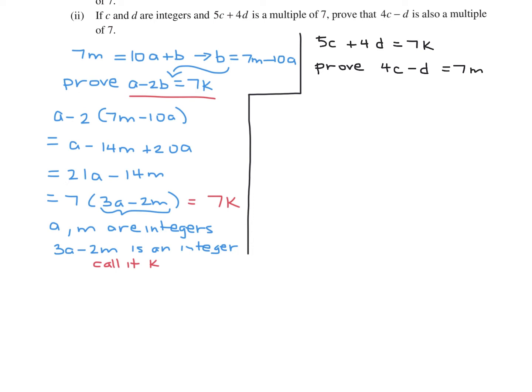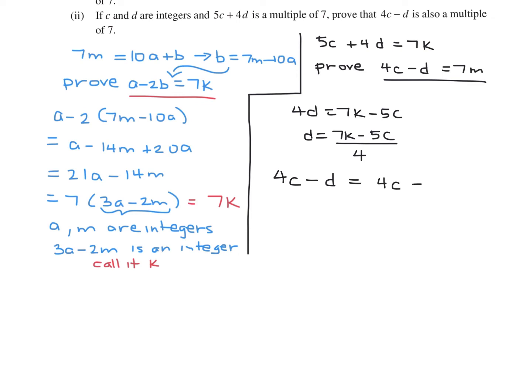Okay, so as always, let's start with this guy here, and let's isolate for one variable. So 4d is equal to 7k minus 5c. d is equal to 7k minus 5c over 4. And at this point, we will now substitute that back into there. So we have 4c minus d. So that becomes 4c minus 7k minus 5c all over 4.